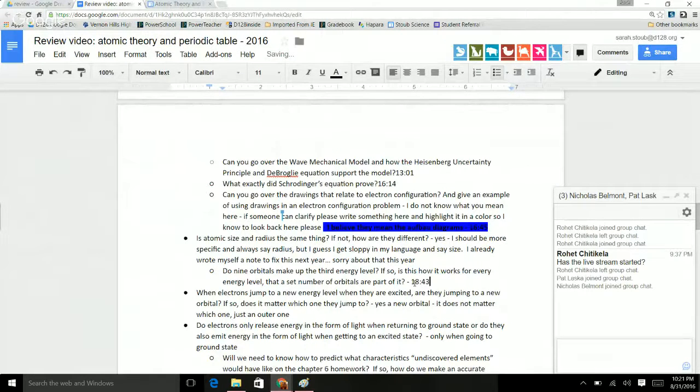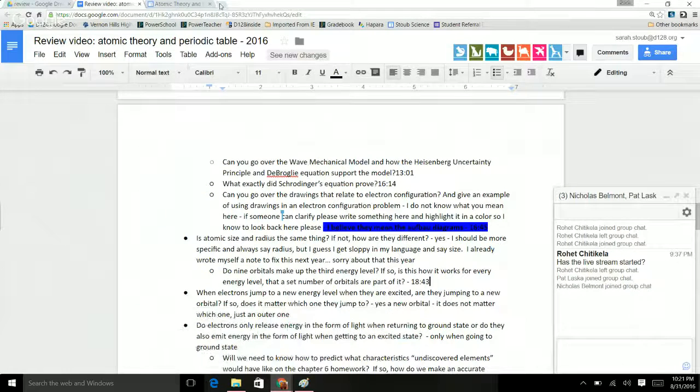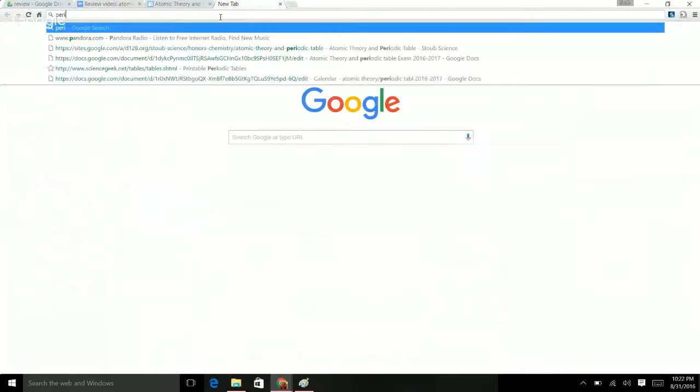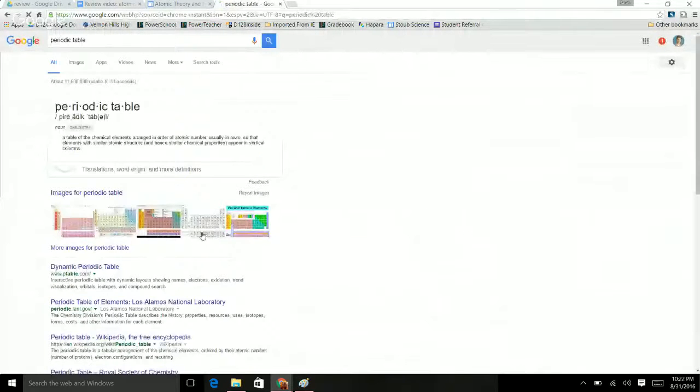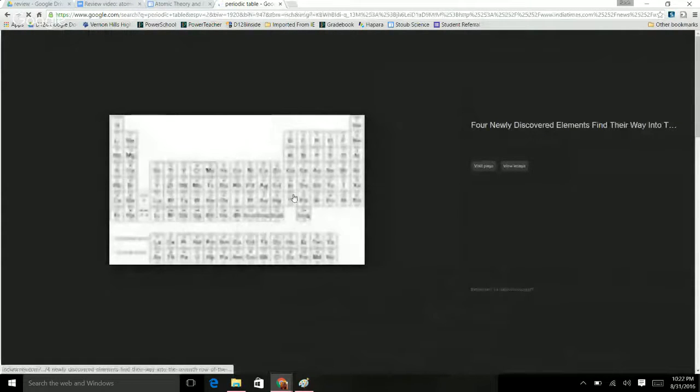Do 9 orbitals make up the 3rd energy level? If so, is this how it works for every energy level, that a set number of orbitals are part of it? Do 9 orbitals make up the 3rd level? Okay, let me see if I need a periodic table. It's this one, which looks just like ours.